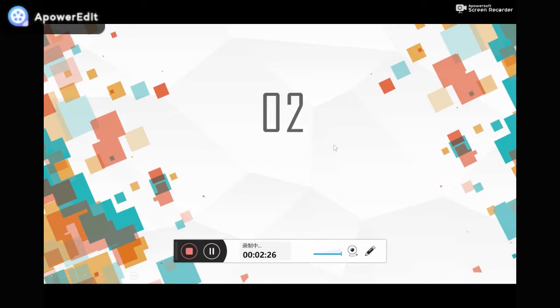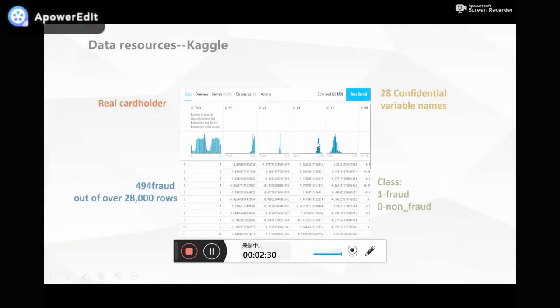Then we will go into the analysis part. The data resources come from a Kaggle ML competition and contain transactions made by a European credit card holder. It's real data and contains 492 frauds out of 28,000 transactions. We have a total of 30 variables, but we only know 2 of them, time and amount. The other 28 variables are confidential, so we do not know their exact names. But it's okay, we can still use them to do the analysis. Currently, we have a class for this data set, which is good news. 1 is for fraud and 0 is for non-fraud. It's a binomial class.